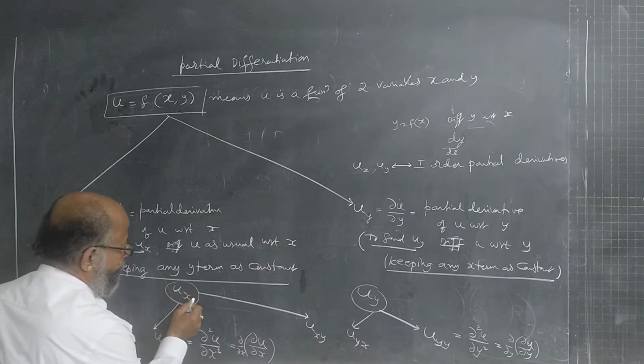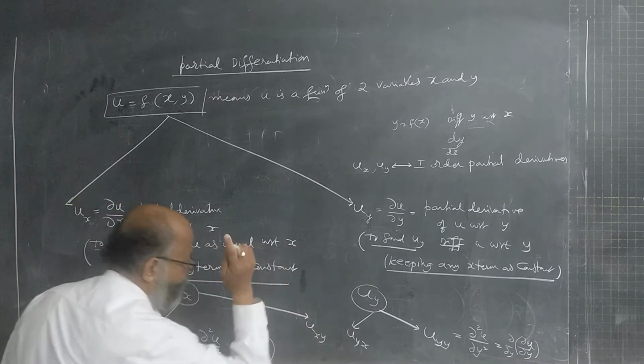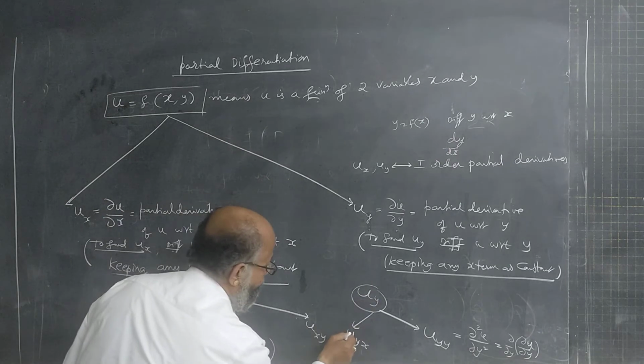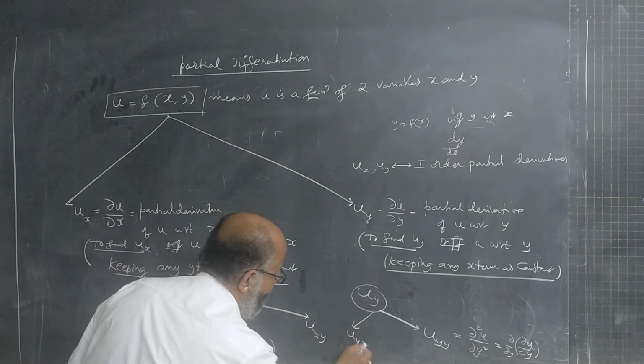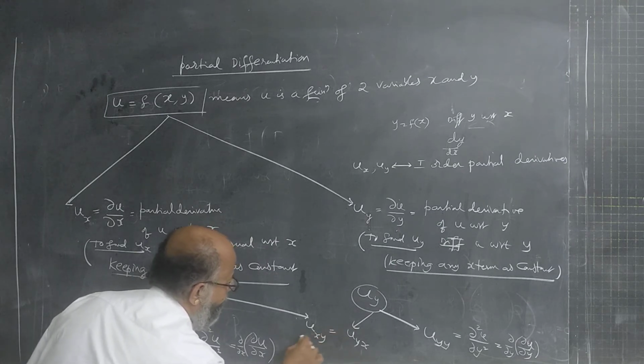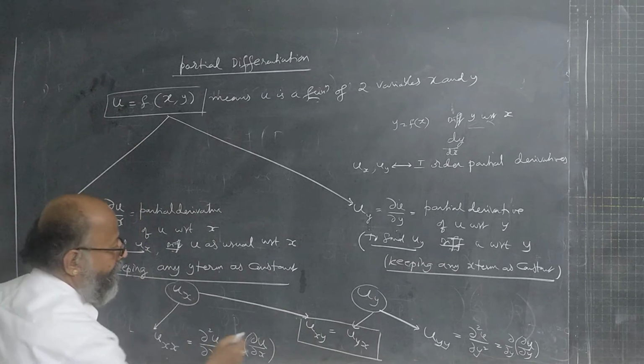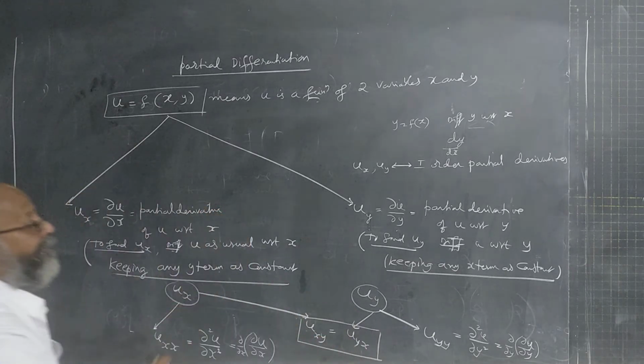Ux, when you again differentiate partially with respect to y, remember it is uxy, that's the symbol. Uy, when you differentiate again partially with respect to x, you will get uyx. Always uxy equals uyx. This is one of the most important properties. Always uxy equals uyx.